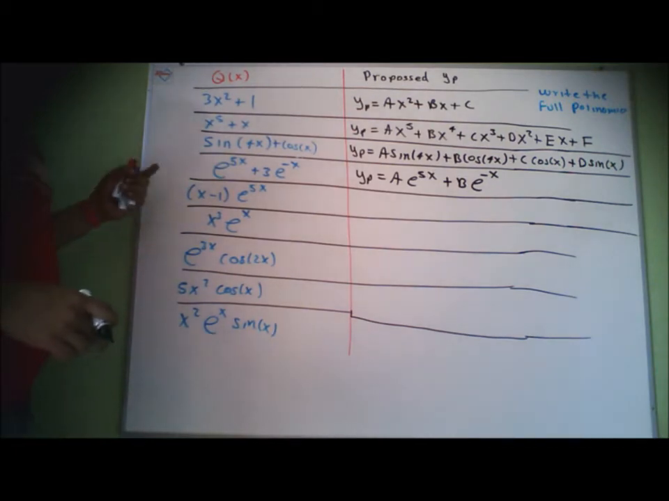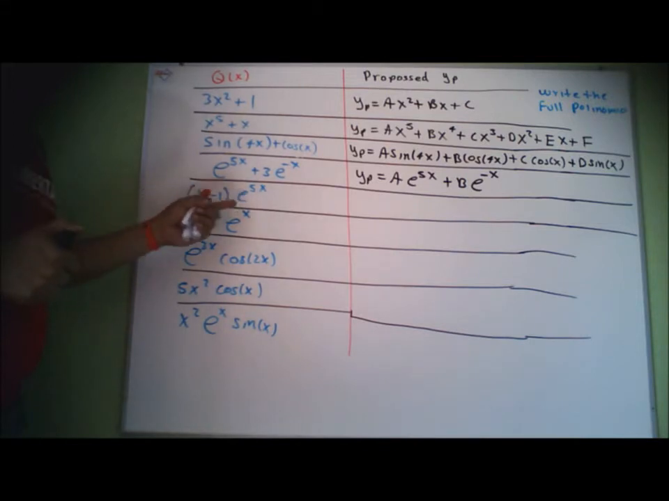Okay, now, the first combination: you have a polynomial and an exponential, a polynomial of the first degree.